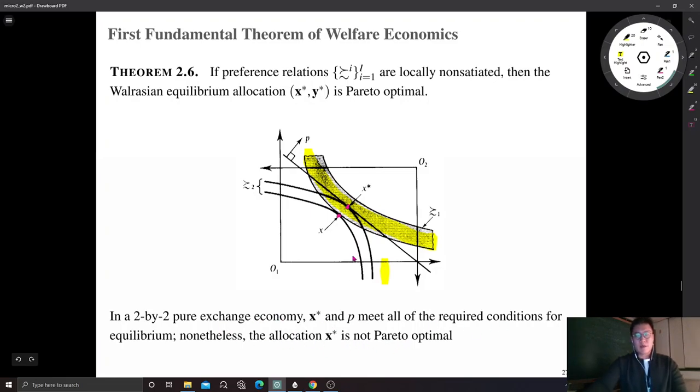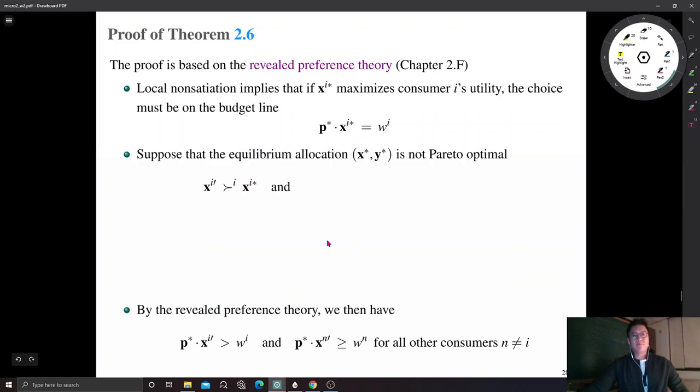Anyway, so not Pareto optimal. Now let me prove the welfare theorem. The proof is based on revealed preference theory. If you have some trouble with this revealed preference theory, you may refer to chapter 2.F. But we are going to use very intuitive preference theory, so I think the proof is very clear.